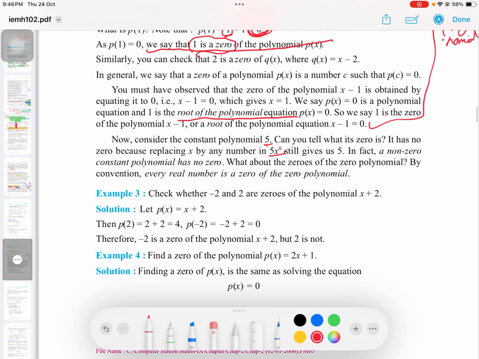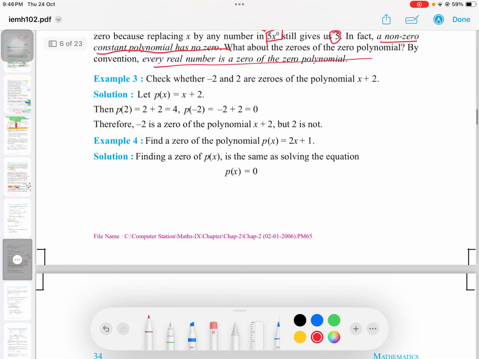So the constant polynomial 5, I've explained this to you. Since I underlined it, you would have understood. So these are all sums for you to practice. I will not walk you through that.